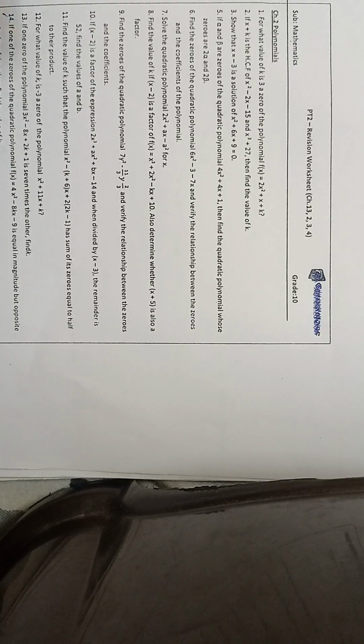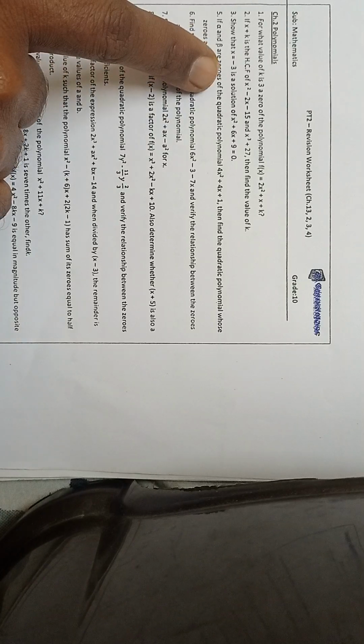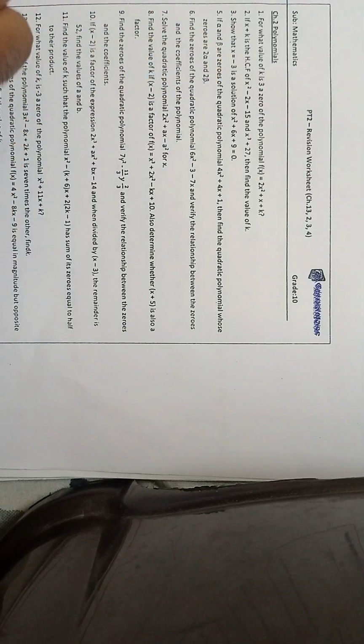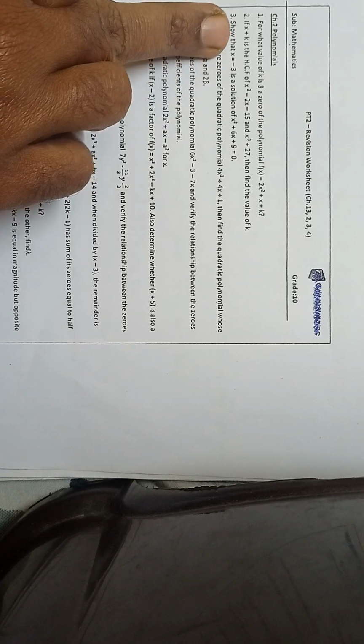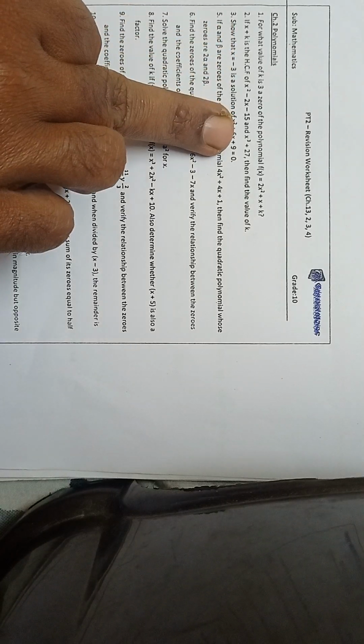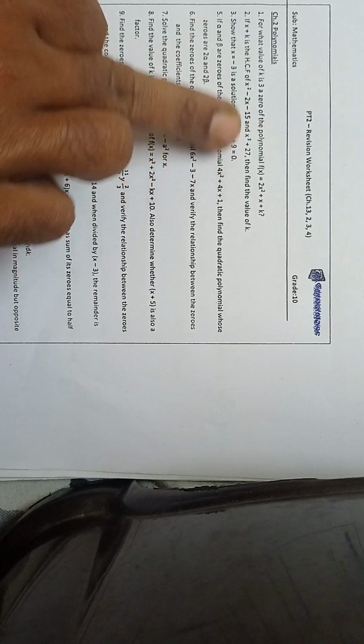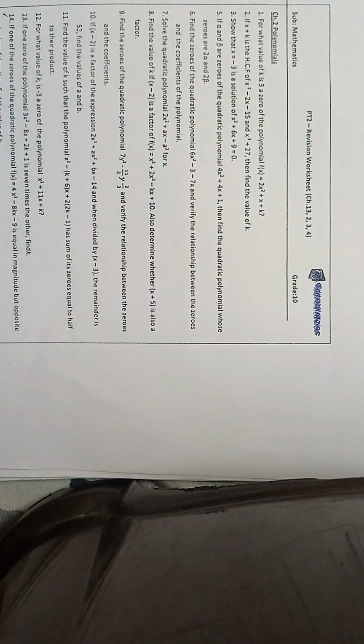Second sum, guys: if x plus k is the HCF of x square minus 2x minus 15 and x cube plus 27, then find the value of k. So they give two polynomials here, x square minus 2x minus 15 and x cube plus 27, and they gave x plus k as the HCF of the given two polynomials. We need to find the unknown value, that is k. Okay, let's start.